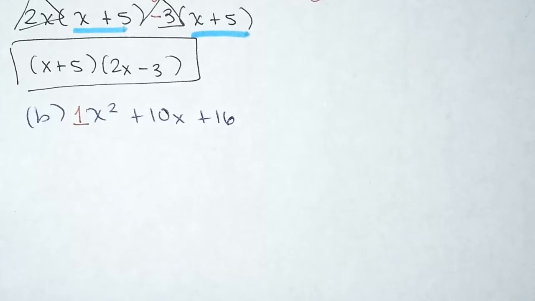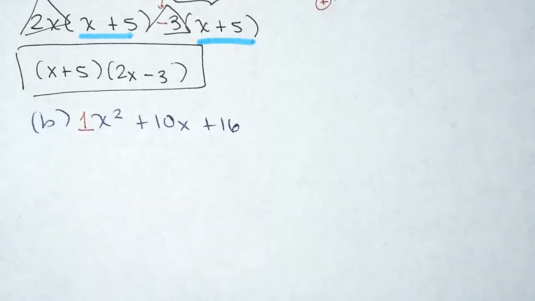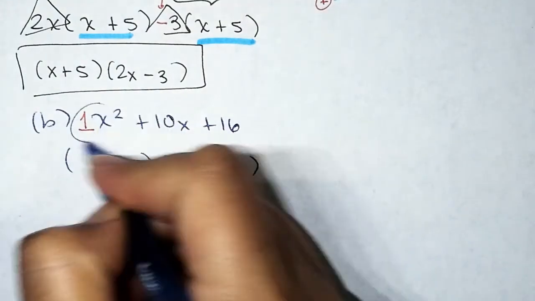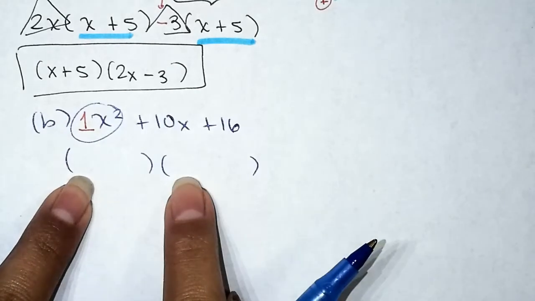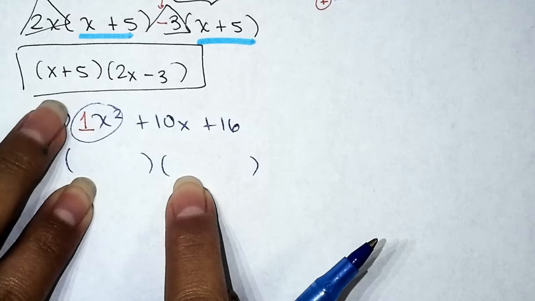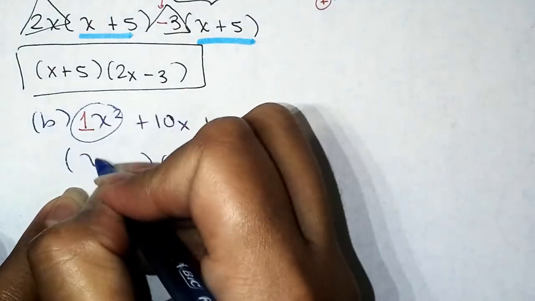So what did we do? Since the leading coefficient is 1, we're going to go straight to answer. So we're going to throw down parentheses, and focus on getting the first terms. The product of the first terms needs to give us that x squared. And in this case, we're going to do that by using x times x.